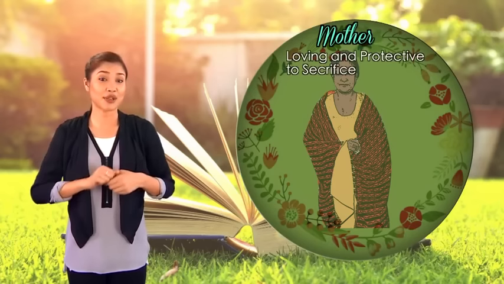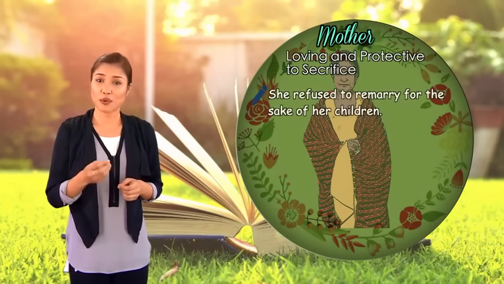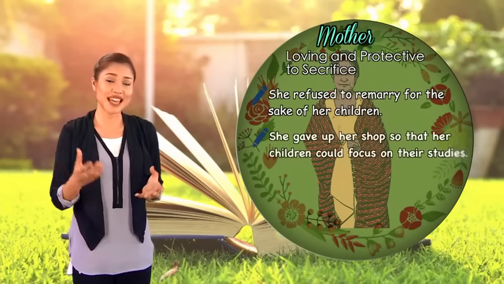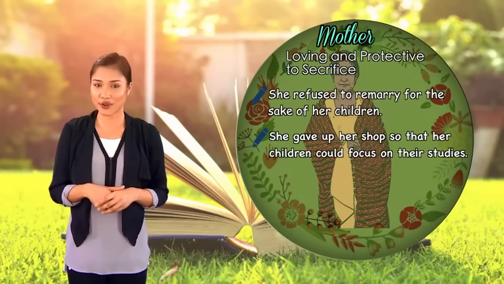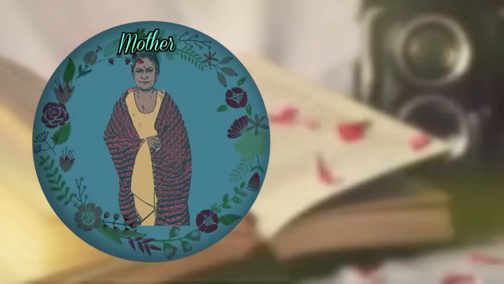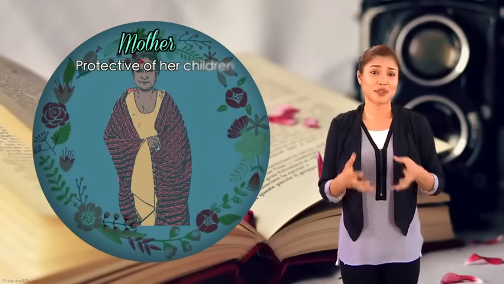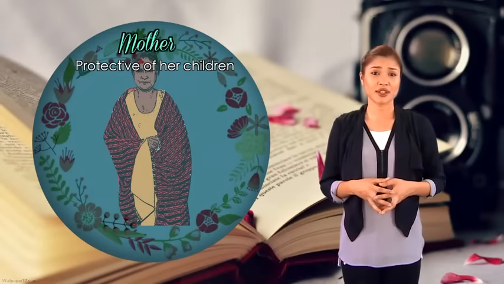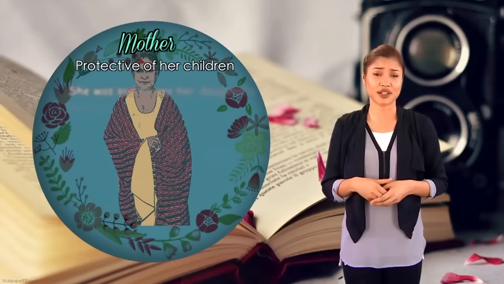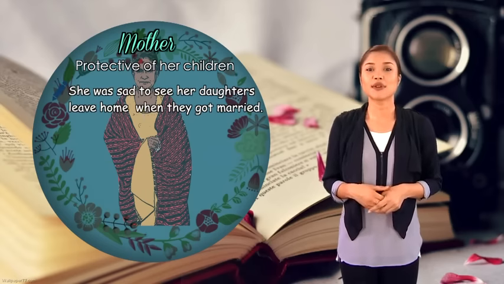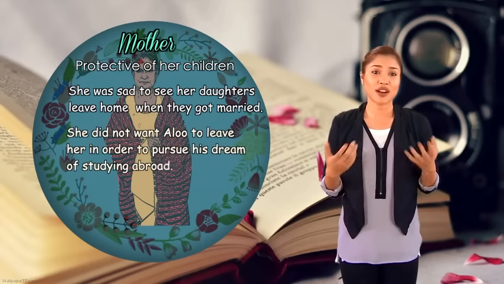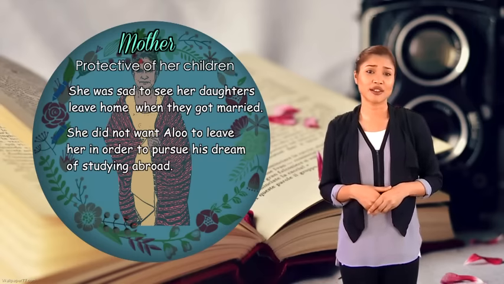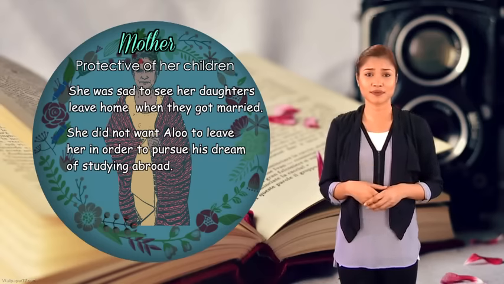Mother has several characteristics. Mother was a loving and protective woman. When she became a widow, she refused to remarry for the sake of her children. She also gave up her shop so that her children could focus on their study. Since mother went through a lot of hardship to raise her children as a single mother, she was really possessive of her children. For example, she was sad to see her daughters leave home when they got married. She also did not want her youngest son Alu to leave her to pursue his dream of studying abroad.